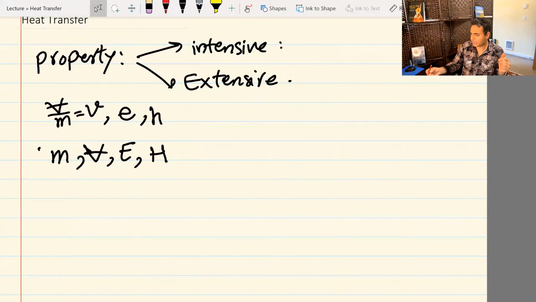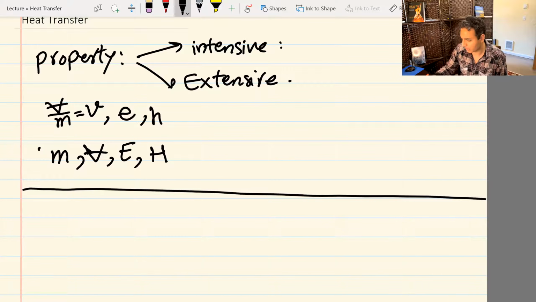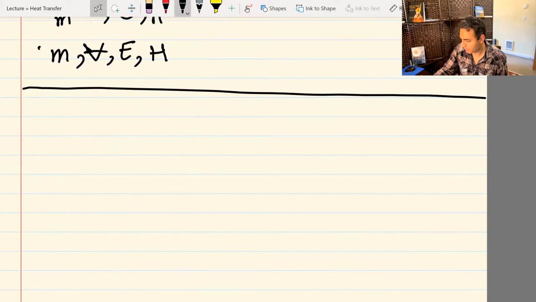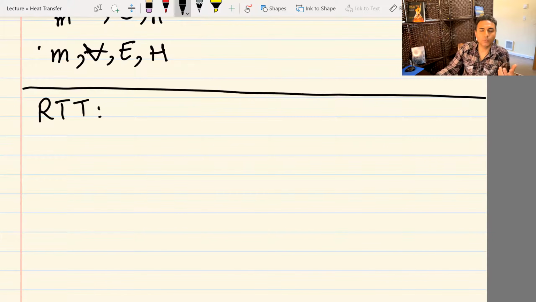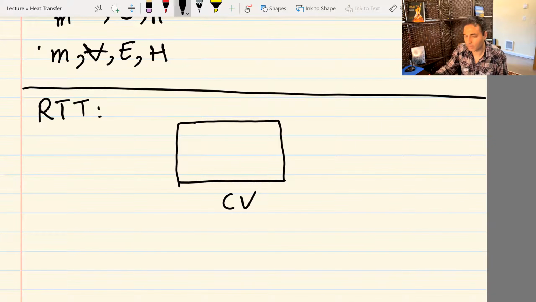Now, I'm going to move to the Reynolds transport theorem, and I can get the first law of thermodynamics out of it. RTT, Reynolds transport theorem. It says we have a control volume. There is an extensive property. This extensive property could be energy, could be momentum, could be mass. Mass is an extensive property.